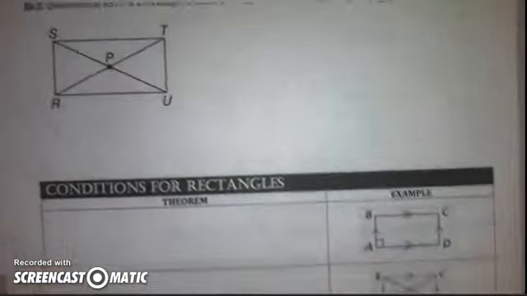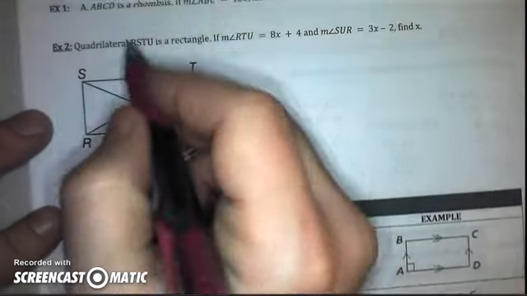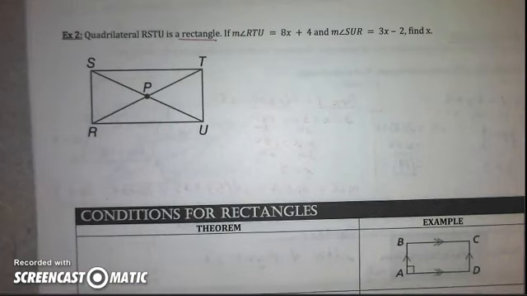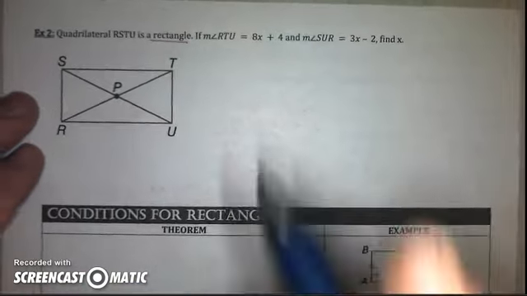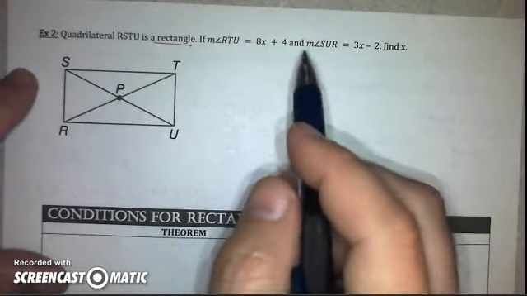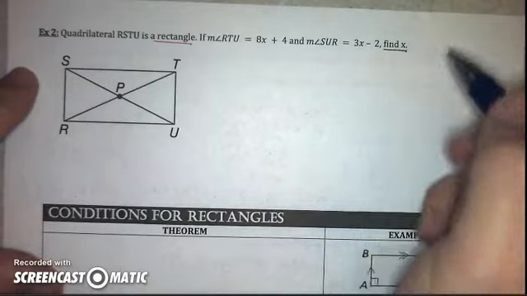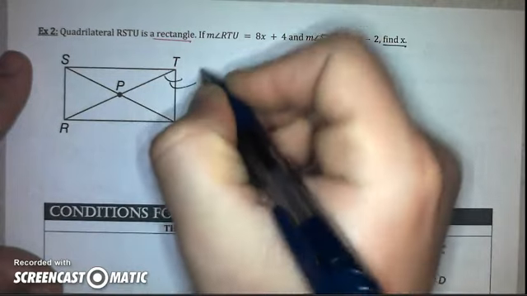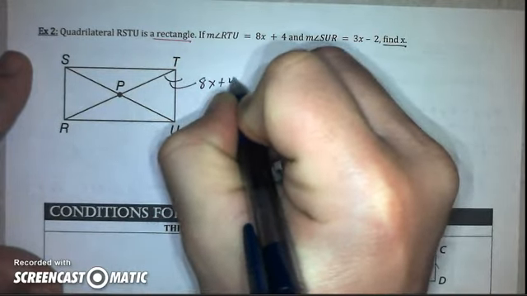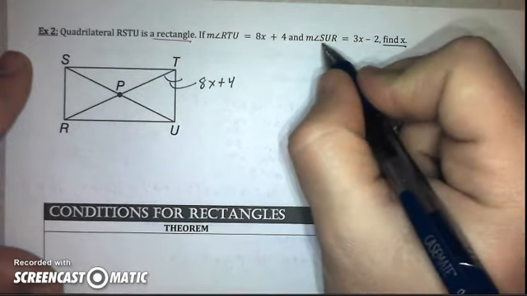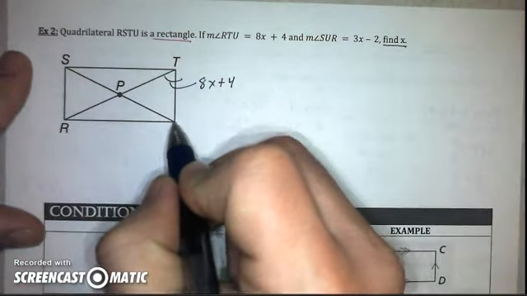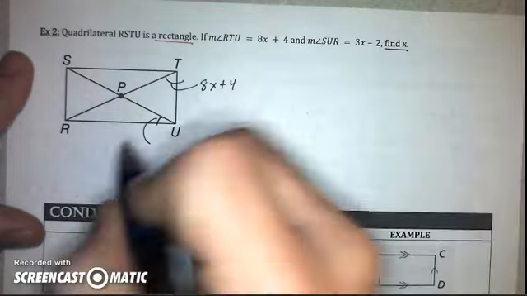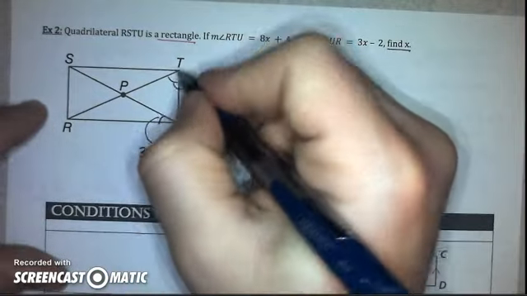Okay, so we've got another example here. We're given a quadrilateral RSTU, and it is a rectangle. We know that for a fact. And so what we can do is use what we know about rectangles to find the value of x using the angle measures. We're told that angle RTU, so this angle, is 8x plus 4, and that angle SUR, this angle, is 3x minus 2.